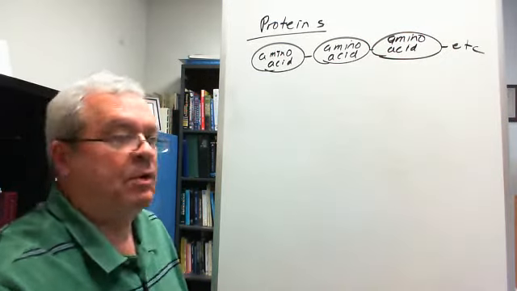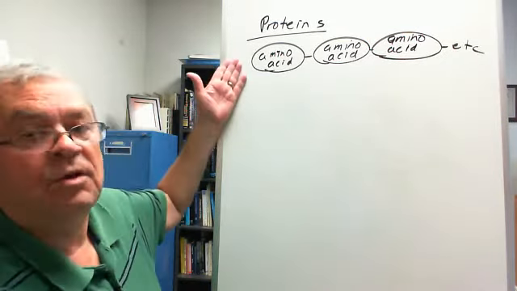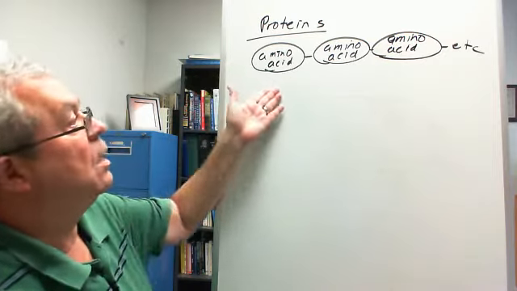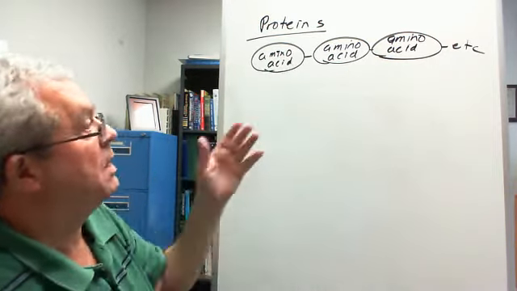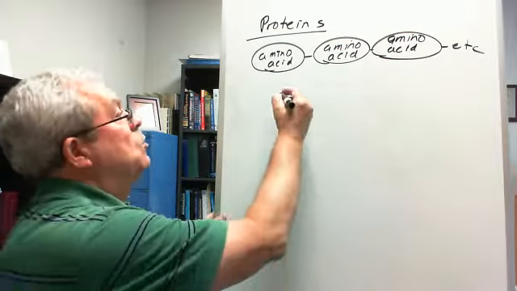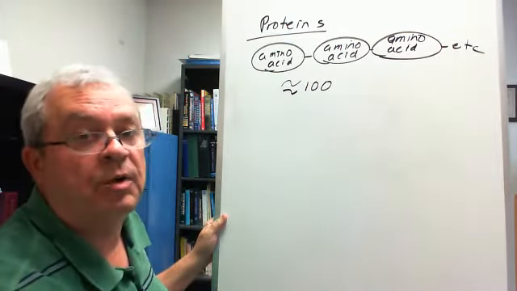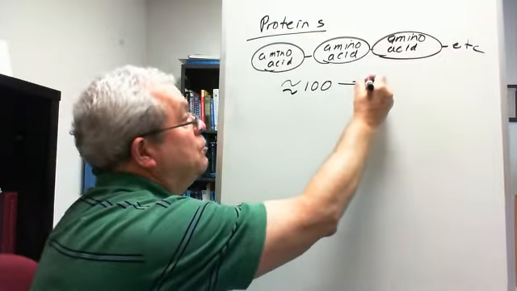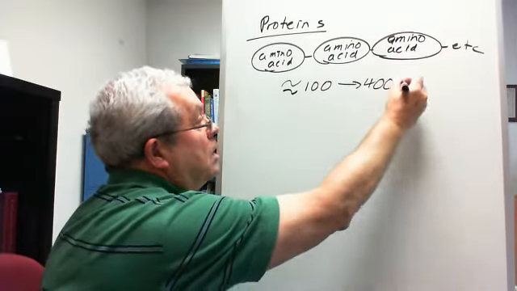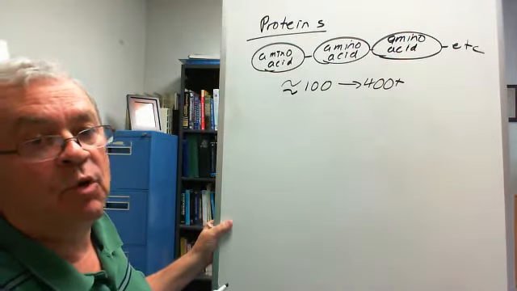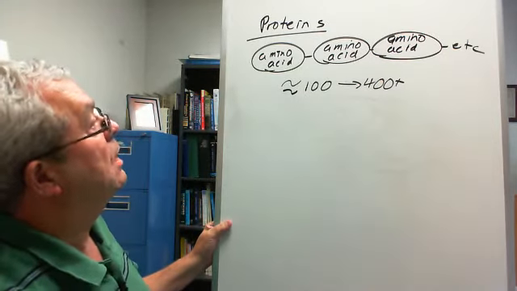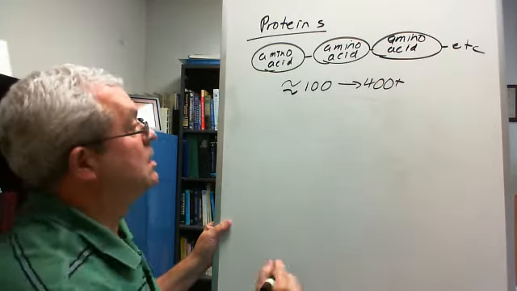All right, let's recap what we just saw. Proteins are a whole bunch of what hooked together? A whole bunch of amino acids. Many, many, many. How many? Well, approximately 100 or so for small proteins, on up to 400 or more, sometimes many, many more for large proteins. And so what about this amino acid thing here?